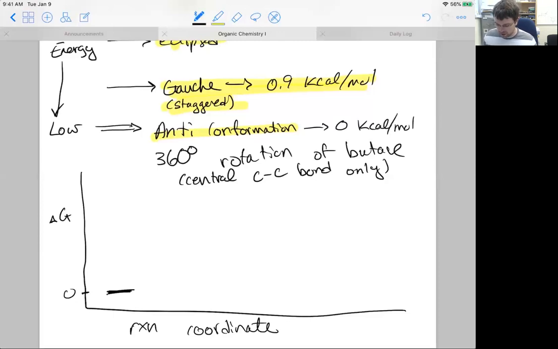And what was 0 kcals per mole? That was the anti conformation. Then we're going to do a 60-degree rotation up to an eclipsed conformation, which is at 3.6 kcals. So that was eclipsed 1. Then we're going to go down in energy, but not all the way down to 0. That's what we did for ethane, but we're going to stop down here at 0.9 kcals to land onto a gauche conformation. And then back up in energy to an eclipsed.